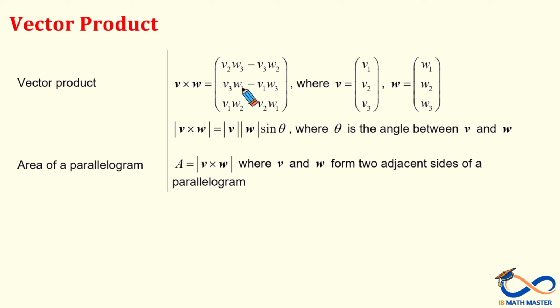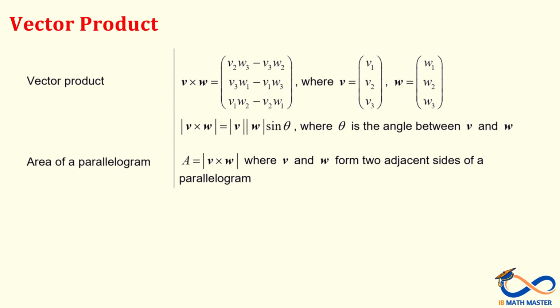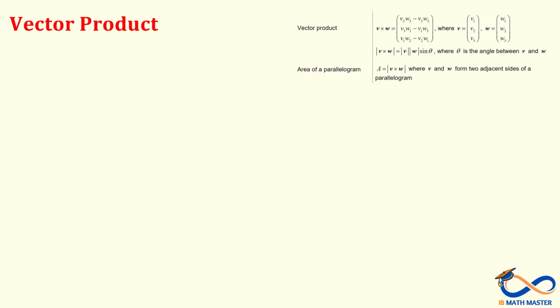And after that, we will talk about the geometric property of the vector product and connect it with the area of parallelogram as we see here. So first, we will have an example on this to know how to apply the formula correctly. Let's now start with this example.